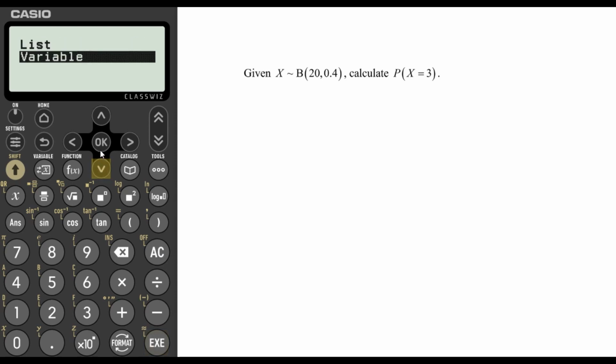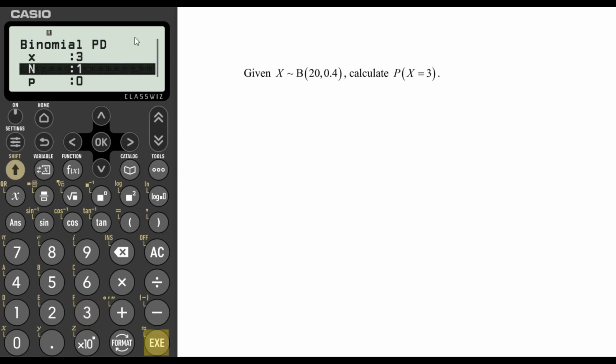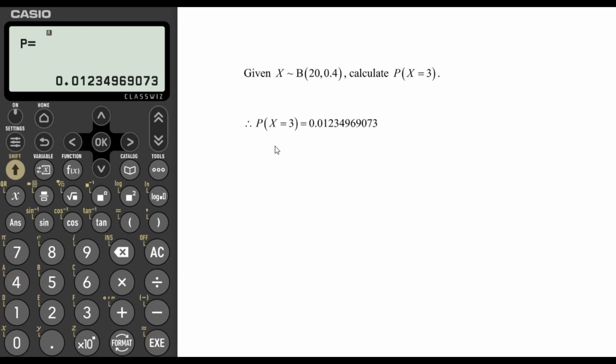If we scroll down to variable, x is equal to 3, n is equal to 20, p is equal to 0.4, and if we execute this calculation, we see that the probability that x is equal to 3 is 0.0123, etc.